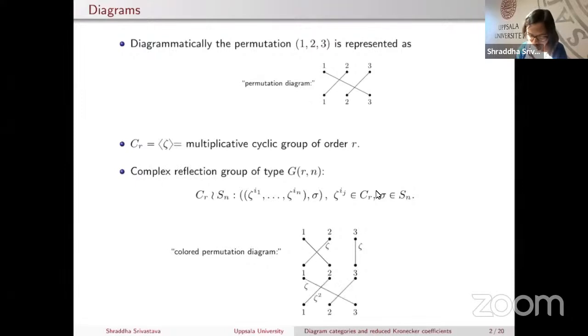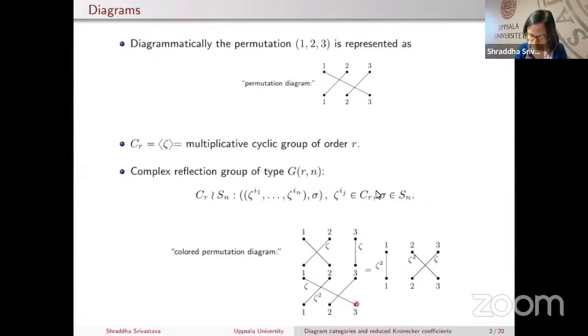With this diagrammatic presentation, the multiplication is also intuitive. For example, if you want to multiply two elements of the complex reflection group G(r,n), we write the corresponding colored permutation diagrams and read the diagram from bottom to top. Here 1 goes to 2 and then 2 goes to 1, and in this path only zeta square appears. So 1 goes to 1 with zeta square. Then 2 goes to 3, 3 goes to 3, and in this path only zeta appears. So 2 goes to 3 and we write zeta in the resulting diagram.